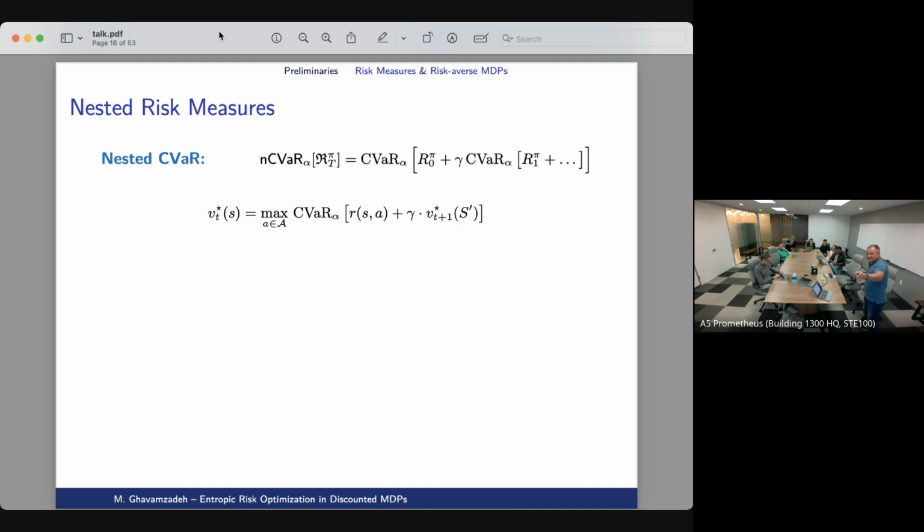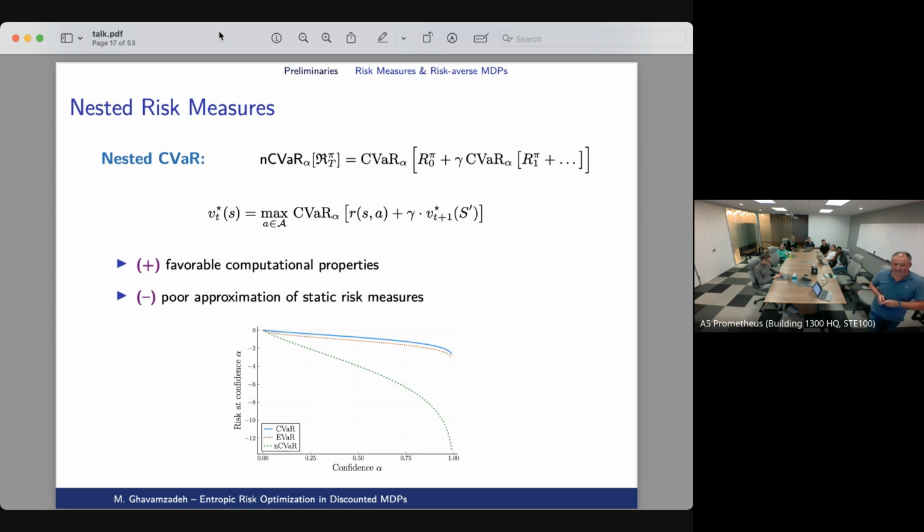If you define the risk measure this way, you can easily break down this return, which is the sum of the rewards, and then you can write the dynamic program. So why is this nested risk measure popular? Because you can easily write the dynamic program, because it has all the nice properties that expectation has. But this is not the static risk measure. They call it nested, iterated, Markov. There are different ways of defining this.